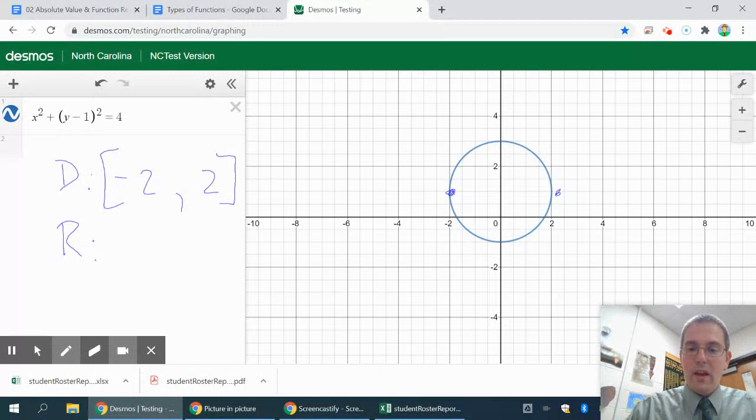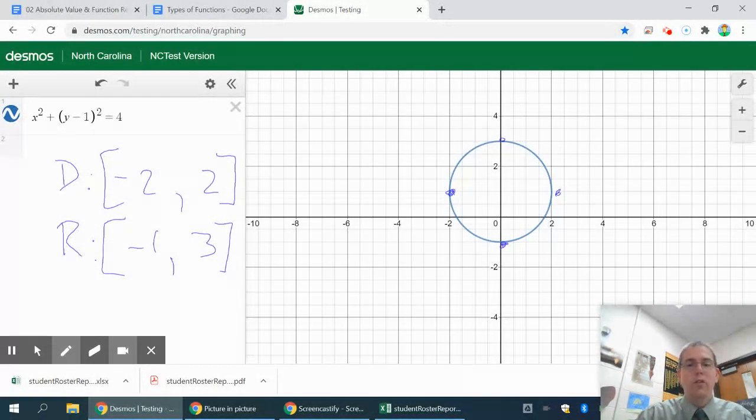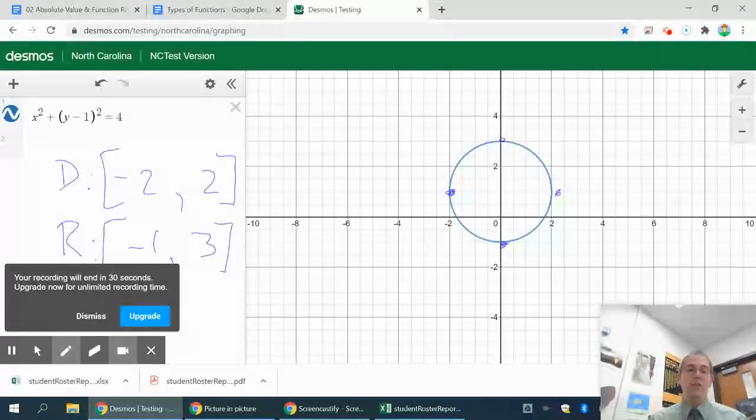The range in this case looks like it's -1 for the small value, and the big value is 3. So always list the small value first, the big value second, and that's how you do interval notation. And that's some good examples of domain and range, and you even saw how to use Desmos.